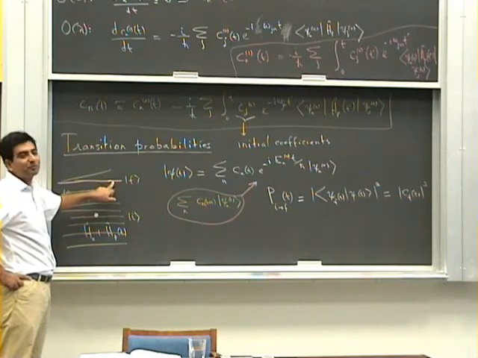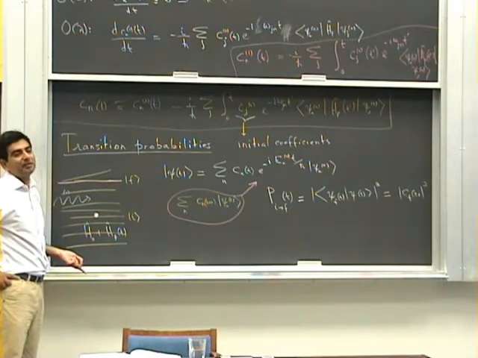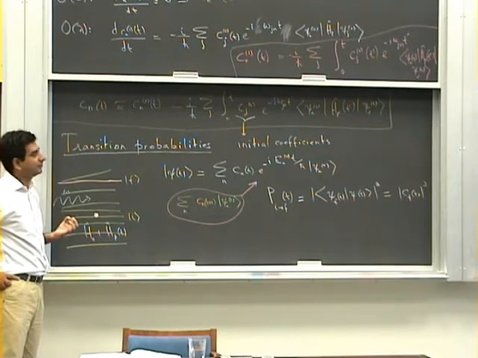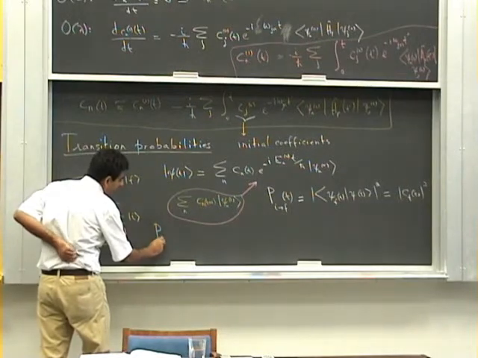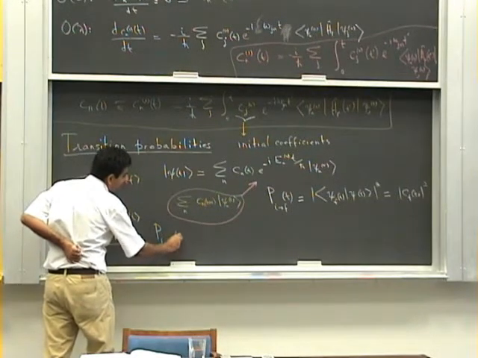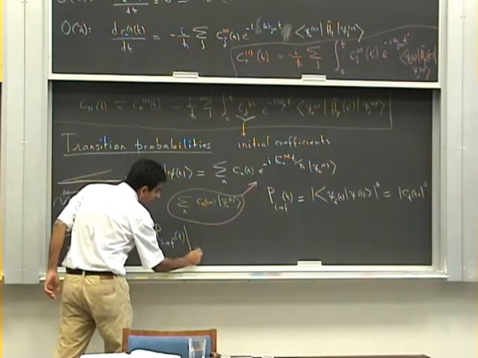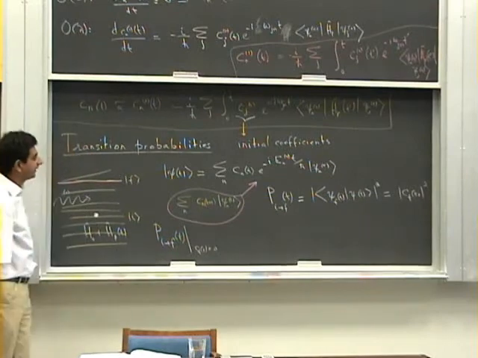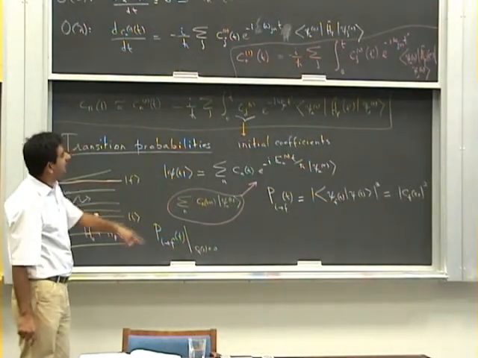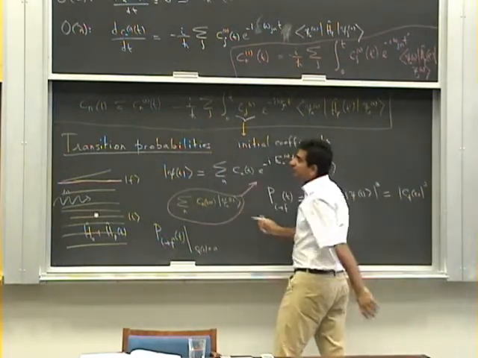If initially the final state was not populated, some other state was populated, what's the initial c_f at time equals 0? So if you calculate the probability of going from the initial to the final state, with c_f at time equals 0 being 0, then this probability will simply be the modulus squared of this term, right? Because this is 0.